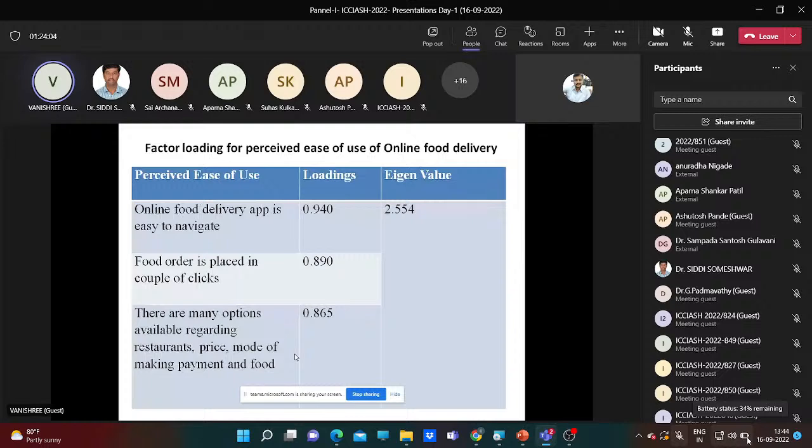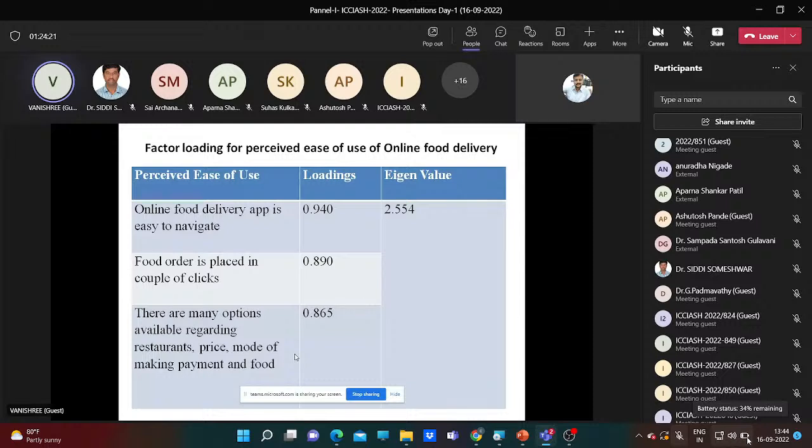The next factor is perceived ease of use. That is, the online food delivery app is easy to navigate. Food order is placed in a couple of clicks itself. And there are many options available regarding the restaurant's price, mode of making payment, and food.